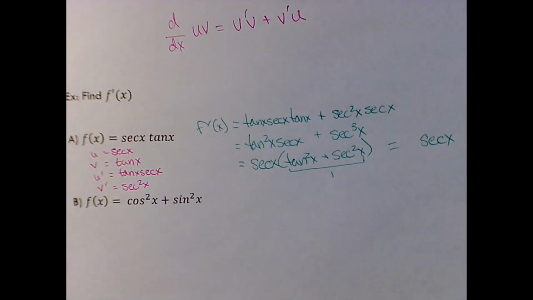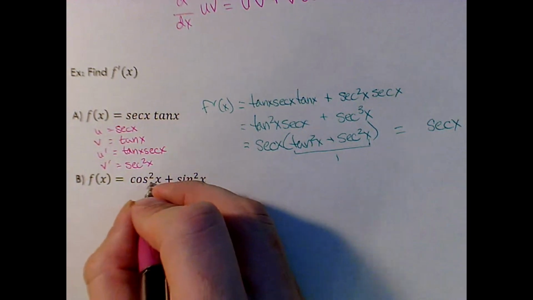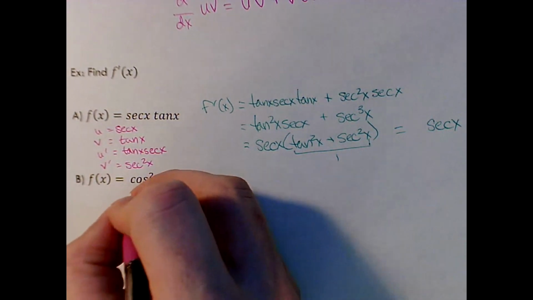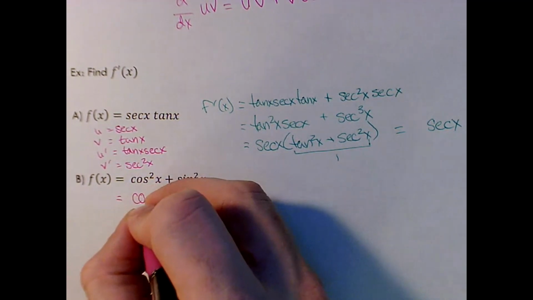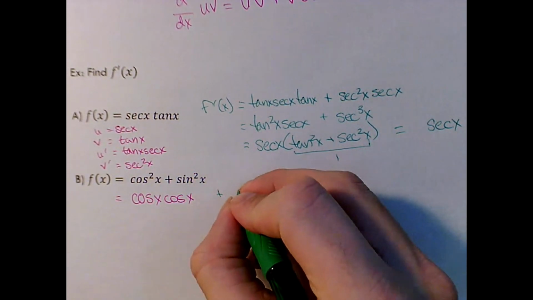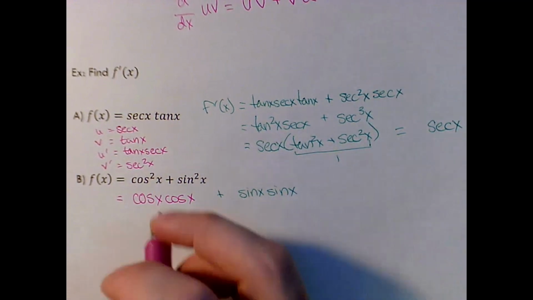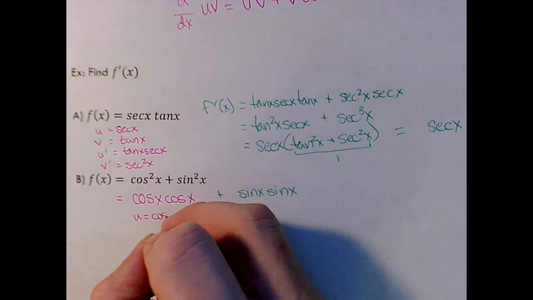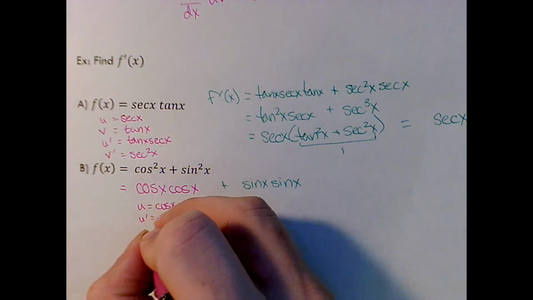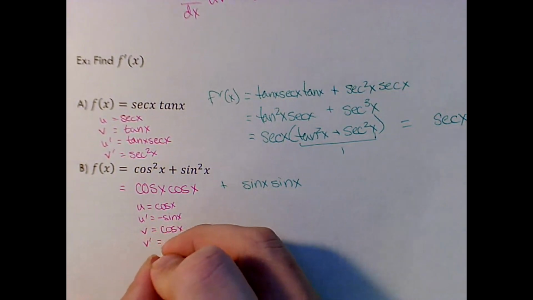Oh, you know what I'm going to do? I know the answer already, but let's pretend that I don't know the answer. The answer is going to be 0. But let's pretend that I didn't say that. I have cos squared x. This is basically the same thing as saying cos x, and I'm going to make that in pink, plus sine x, and I'm going to make that in green. Okay, product rule. U is cos x. U prime is negative sine x. V is cos x. V prime is negative sine x.